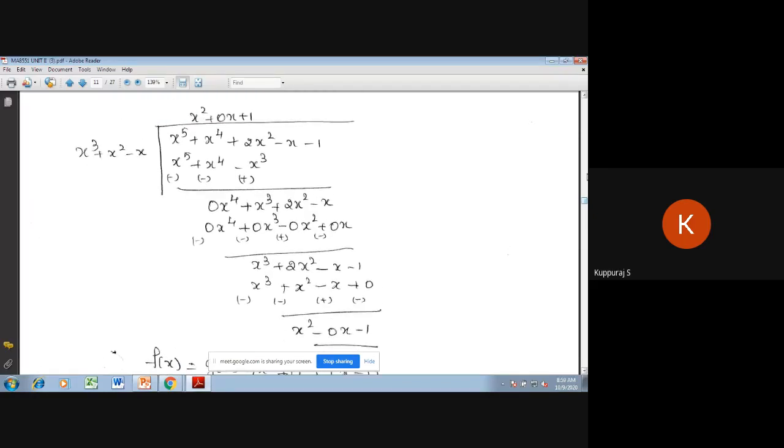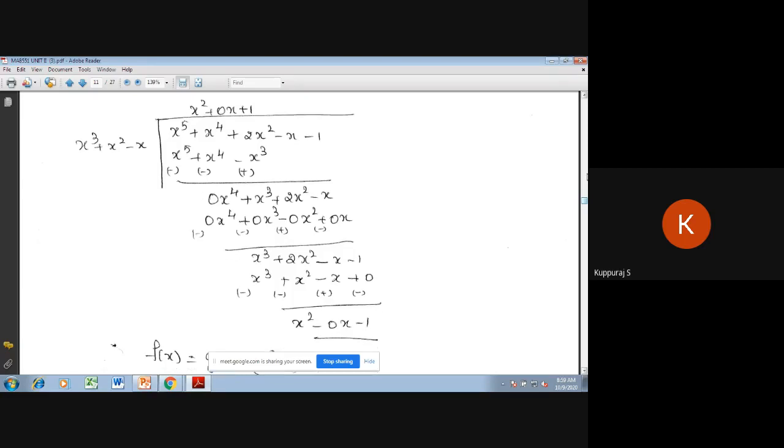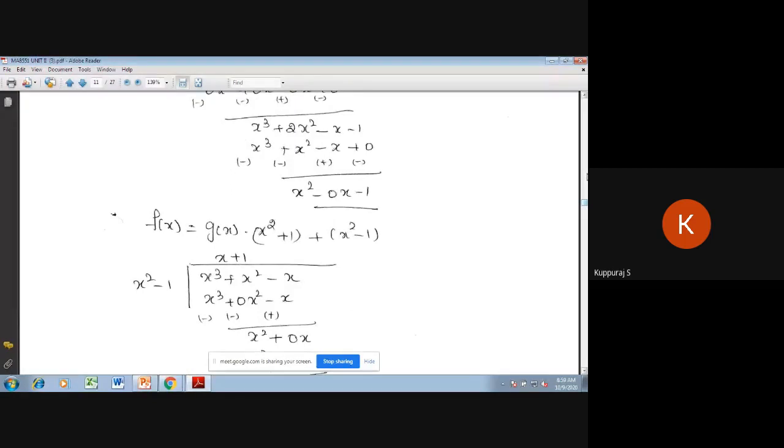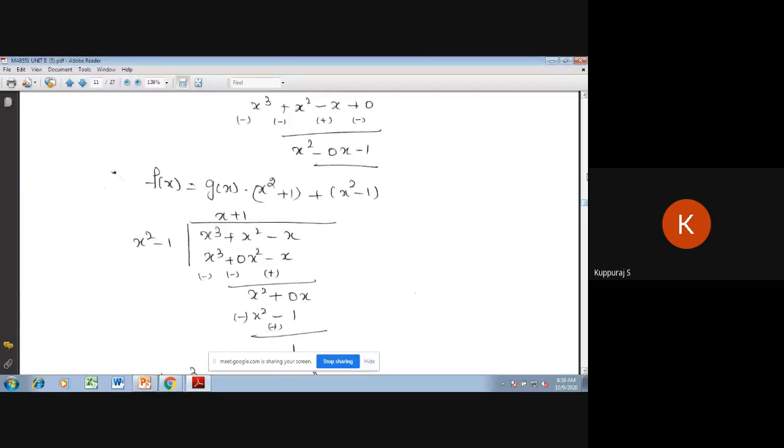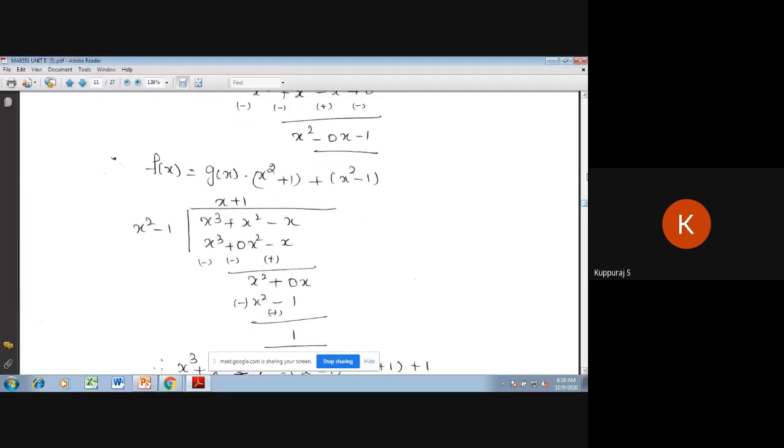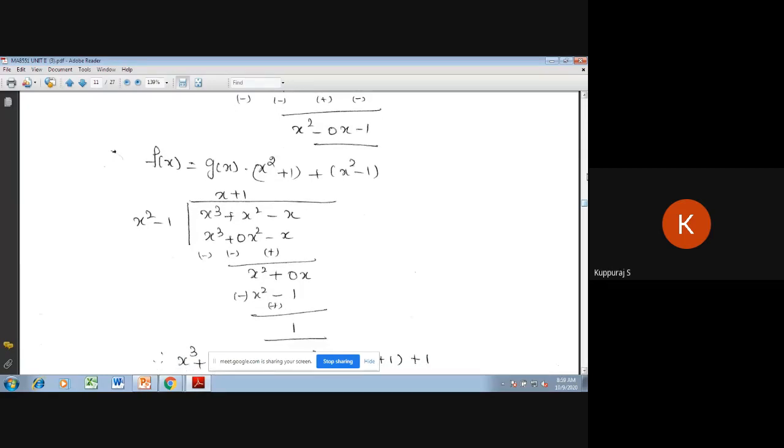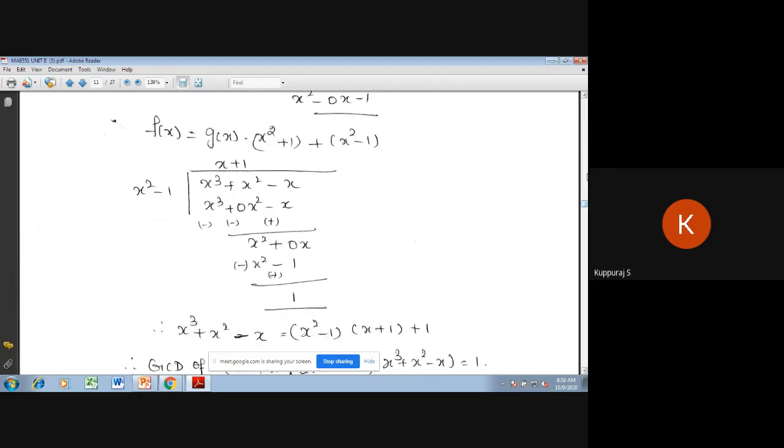So now again, x cube plus x square minus x becomes the dividend, and the remainder x square minus 1 will become the divisor. So now the division is continued. You get the new quotient as x plus 1 and the new remainder as 1.